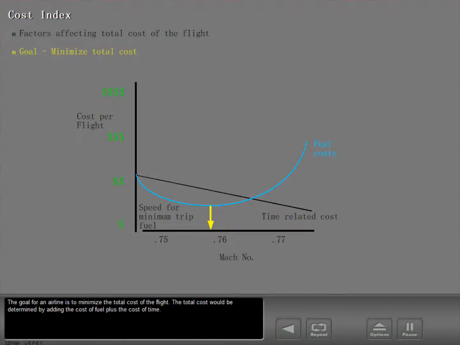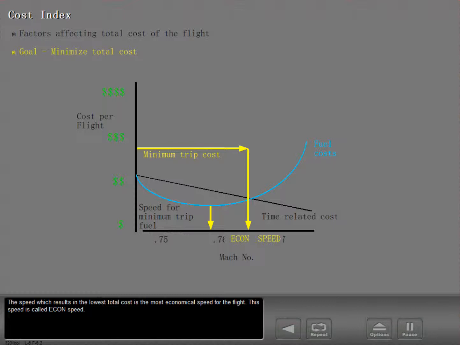The goal for an airline is to minimize the total cost of the flight. The total cost would be determined by adding the cost of fuel plus the cost of time. The speed which results in the lowest total cost is the most economical speed for the flight. This speed is called econ speed.